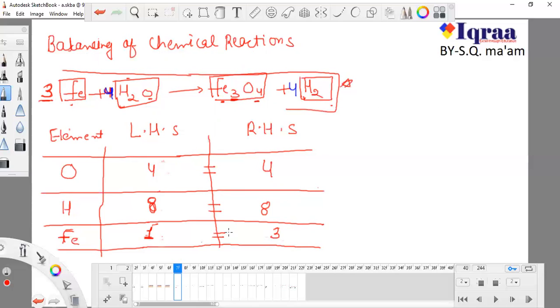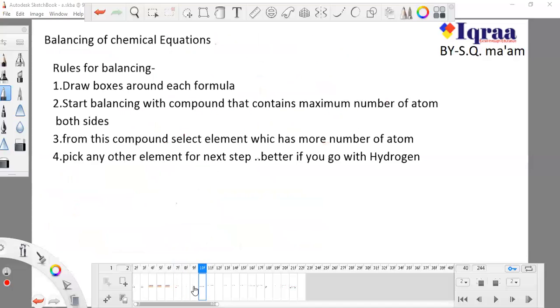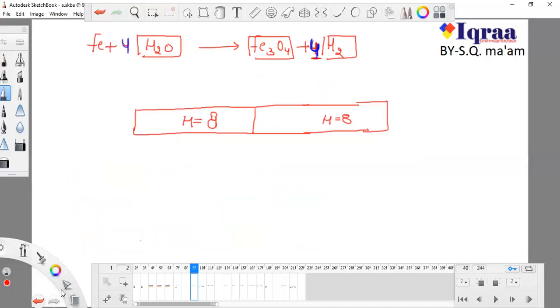Now we are taking another example of balancing a chemical equation.